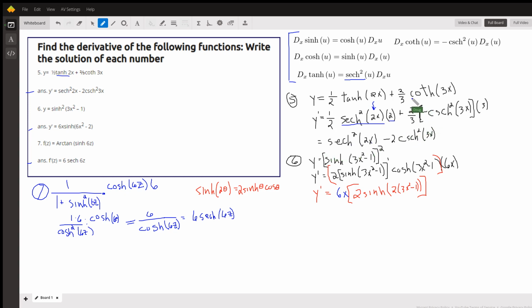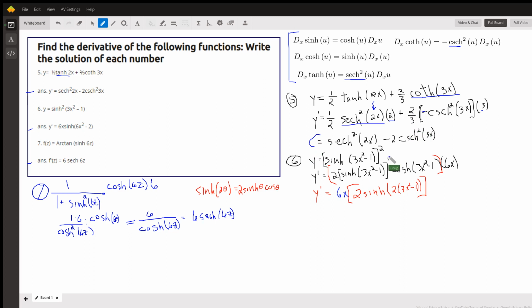And then the derivative of hyperbolic cotangent is minus hyperbolic cosecant squared. And then there's the chain rule, and 3 times 2/3 gives us this 2 in front, and there's a minus here. So there's your answer right there.